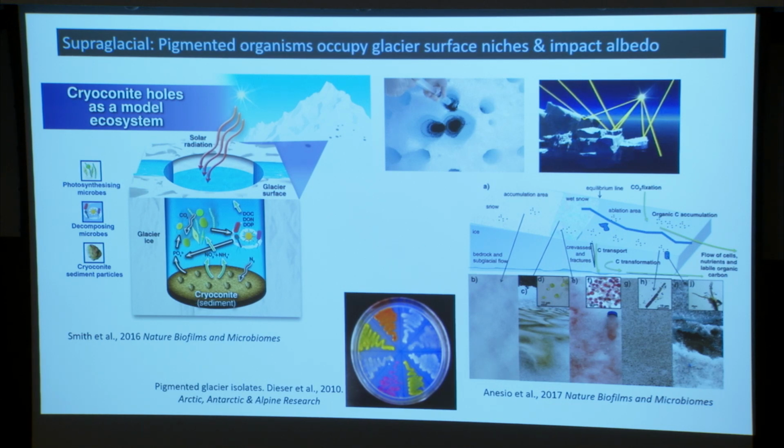This image from Alex Anesio's group also shows nicely what the different pigmented environments are on the Greenland ice sheet. So you can see the red snow algae, cyanobacterial mats, and things like that. So superglacial features have a lot of pigmented organisms that act as nice signatures for us.